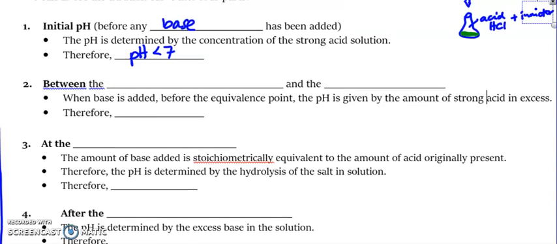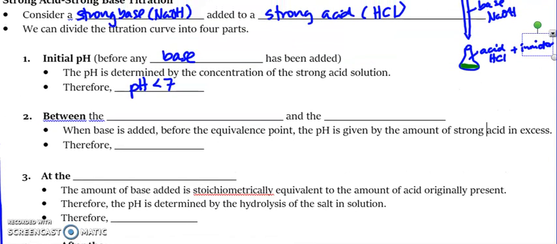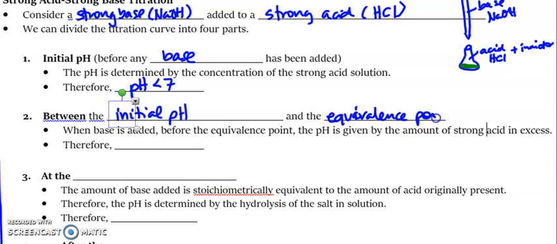Then, between the initial pH and the equivalence point is our second part. This is after we've added base, but we're not at the equivalence point yet. We've added some base, but we still have more acid than base. So the strong acid is in excess. If we have more acid in excess, our pH is still going to be less than 7. However, it's going to be higher than the start.